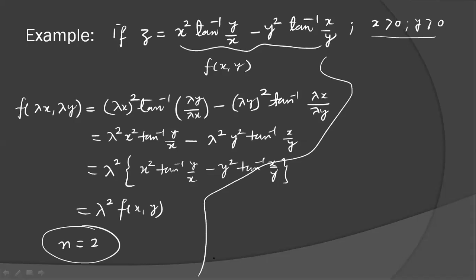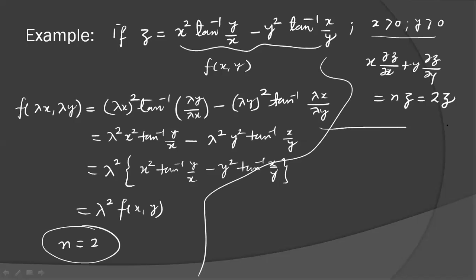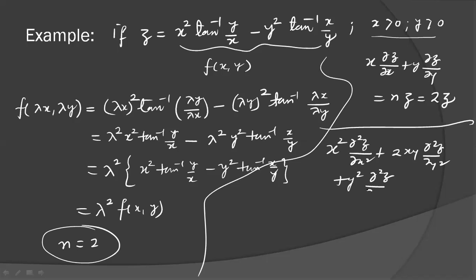Then the asked result in the problem is, what is x del z by del x plus y del z by del y? It will be equal to nz, it means 2z. And if you are going to find x square del 2z over del x square plus 2xy del 2z over del x del y plus y square del 2z over del y square, that is equal to n into n minus 1 into z. It will be equal to 2 into 1 into z. It will be again z. So these two problems are very easy using Euler's theorem if the given function is homogeneous.